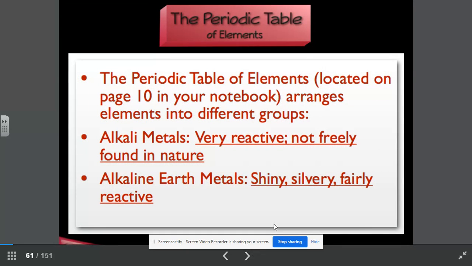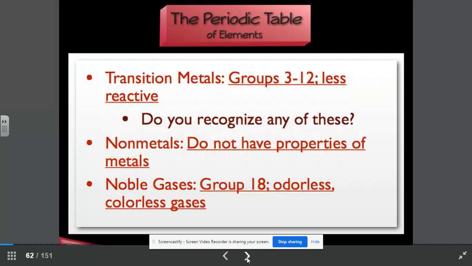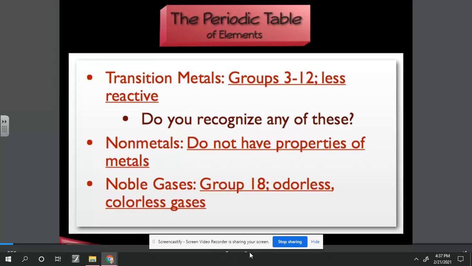Again, alkali metals, very reactive and not freely found in nature. Alkaline earth metals, shiny, silvery, fairly reactive. Transition metals, groups 3 through 12 are less reactive. Probably some easily recognizable metals in there. Nonmetals do not have properties of metals. Noble gases are odorless, colorless gases.